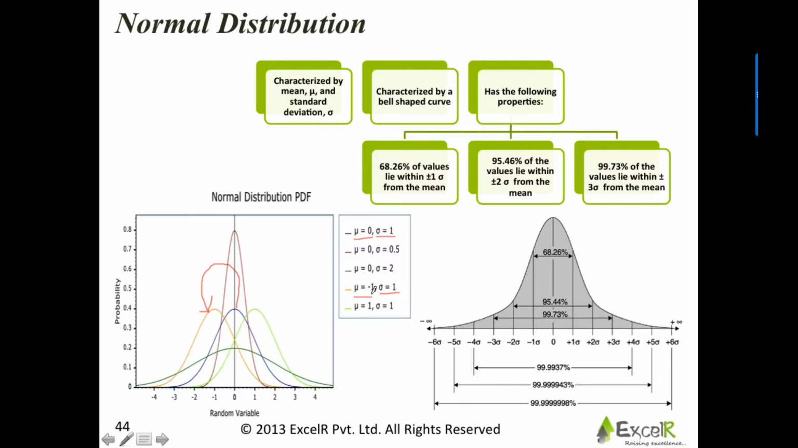If the same curve which has mu 0 and sigma 1, if I change the mean to 1 and let the standard deviation remain as is, then the width will remain as is, but this blue curve is moving towards a positive direction, and that's this green curve.